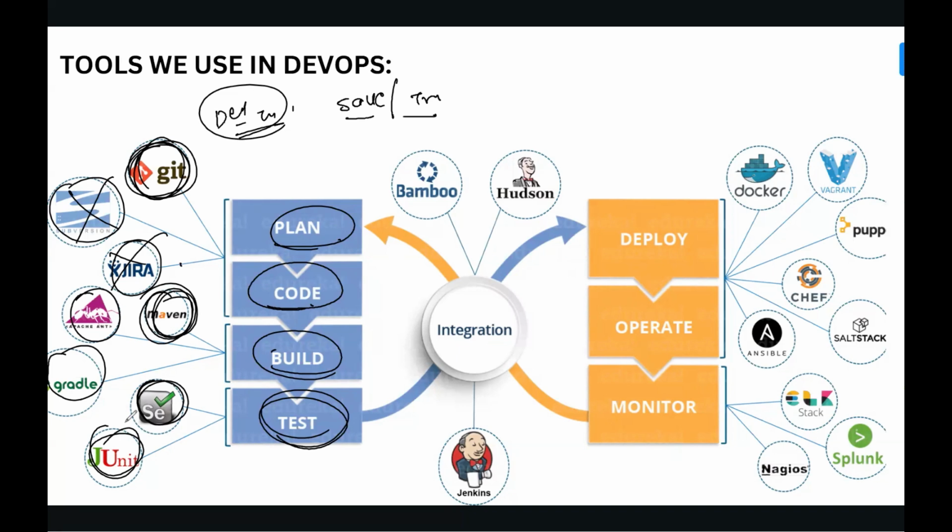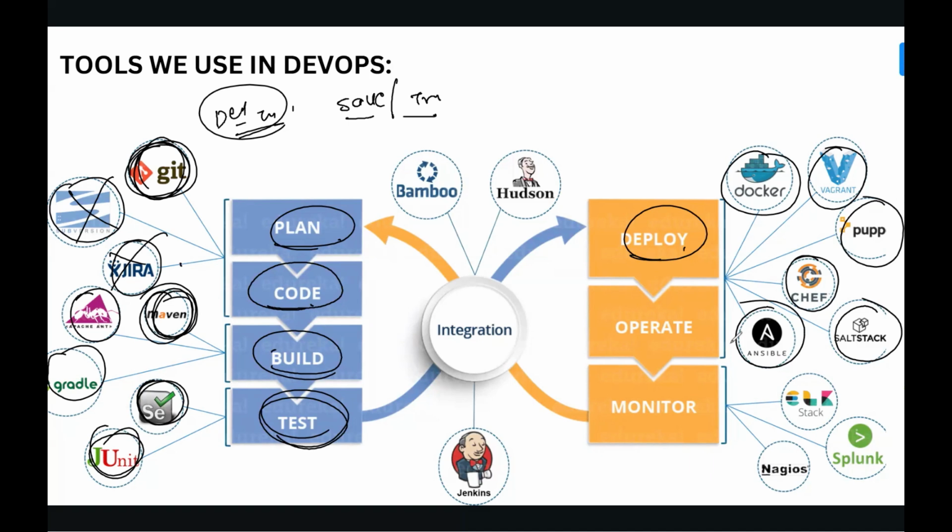Now, after test, what do we have here? We have the deploy. To deploy our code, we have a number of tools: Docker, Vagrant, Puppet, Chef, Salt, as well as Ansible. Now, what are we going to learn? We are going to learn Docker as well as Ansible.